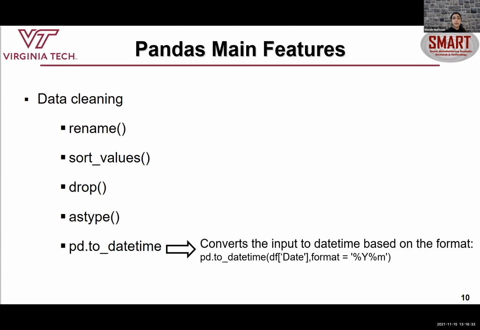Similarly, this is specific to the date columns. In order to be able to extract the different components of the date, like month, day, and year, you need to convert it into the date type object using this method.